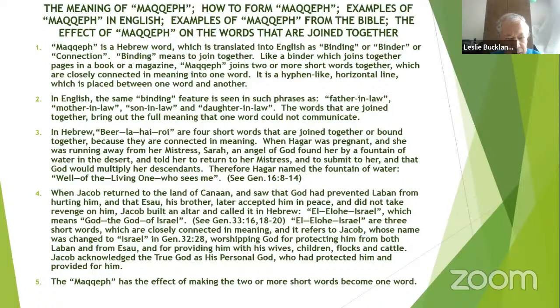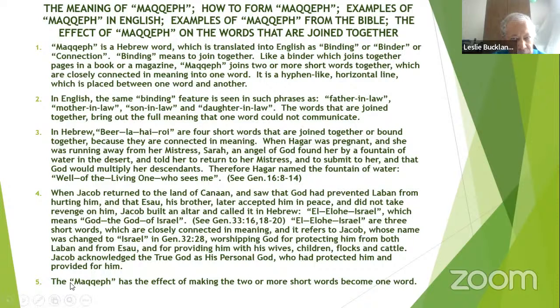And what we have happening here is Jacob worshiping God for protecting him from both Laban and from Esau, and for providing him with his wives, children, flocks, and cattle. Jacob acknowledged the true God as his personal God, who had protected him and provided for him. Now let us look at the grammatical aspects of Maketh.